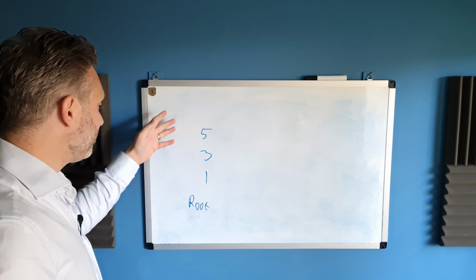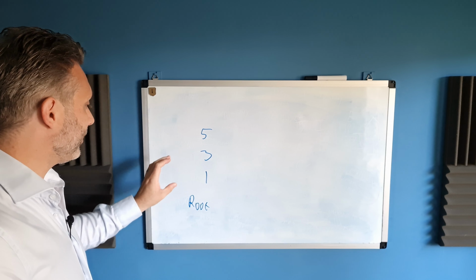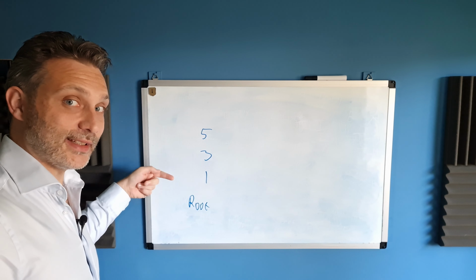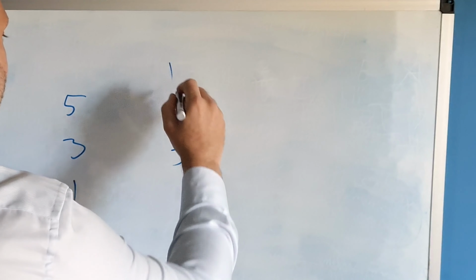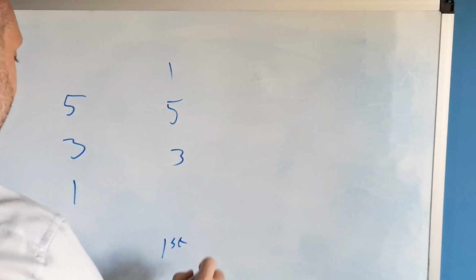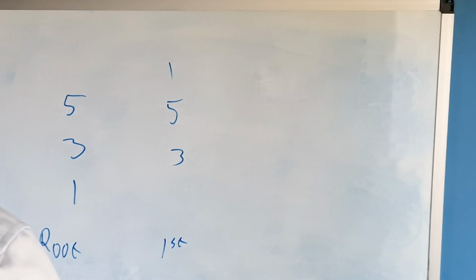Okay, we've inverted intervals. Time to invert chords. Root position is 1, 3, 5. Now, if we go to the first inversion, we take the bottom note and move it to the top. So that gives us 3, 5, 1. And that's first inversion. Obviously, second inversion will give us the 3 at the top, creating 5, 1, 3. And that's the inversions.